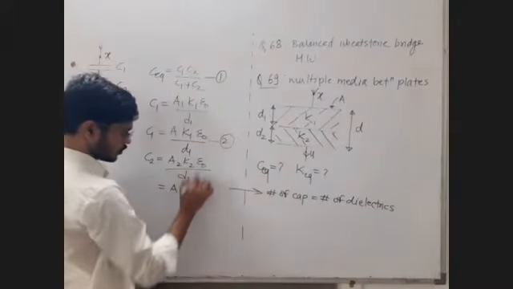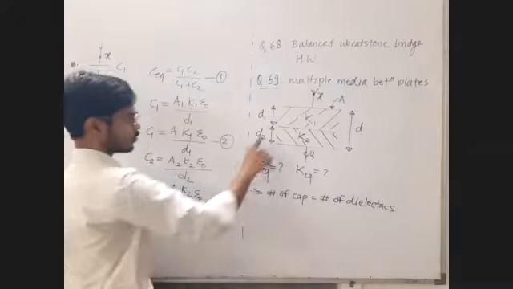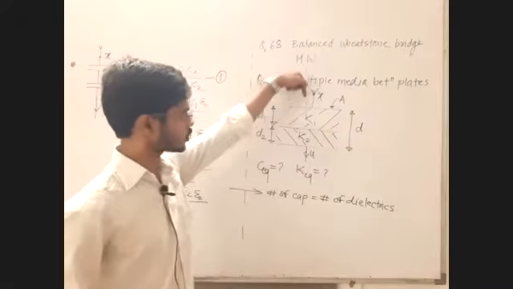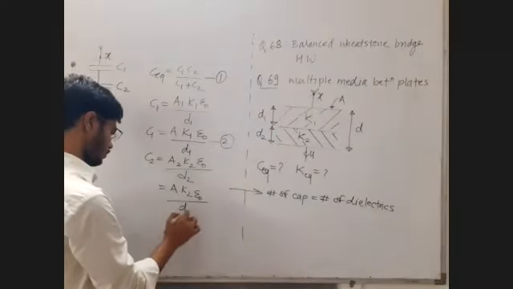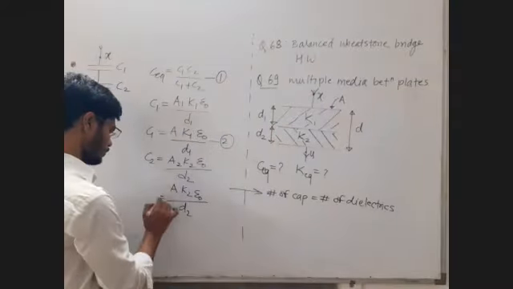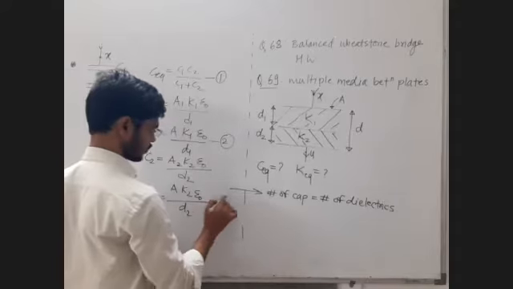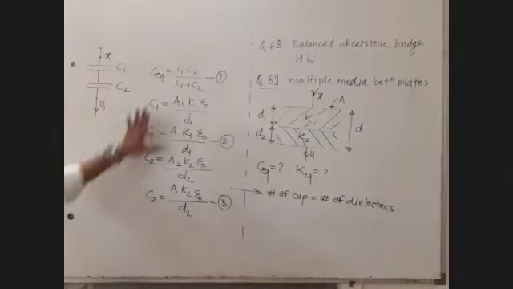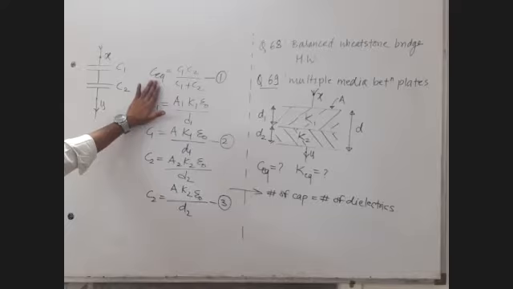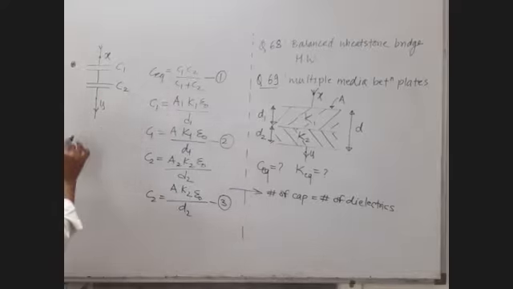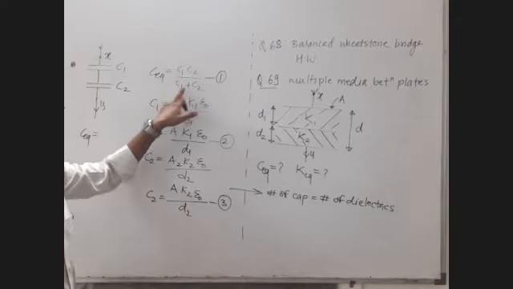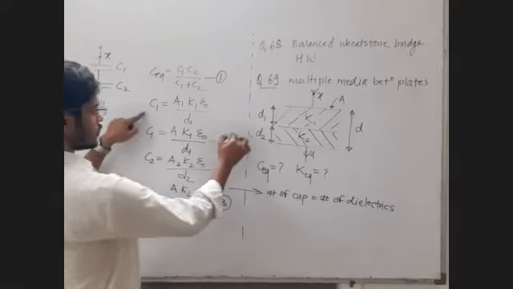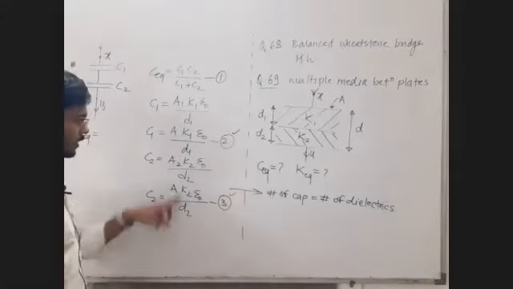K2 is K2. Epsilon 0 is universally the same. D2 is the separation for the dielectric. Charge is flowing like this. What is the plate separation for the dielectric? It is D2. So now you have two capacitors, C1 and C2. Now you can very easily figure out the equivalent capacity. C equivalent is equal to C1 C2 upon C1 plus C2. This value multiplied by this value upon addition of these two values.